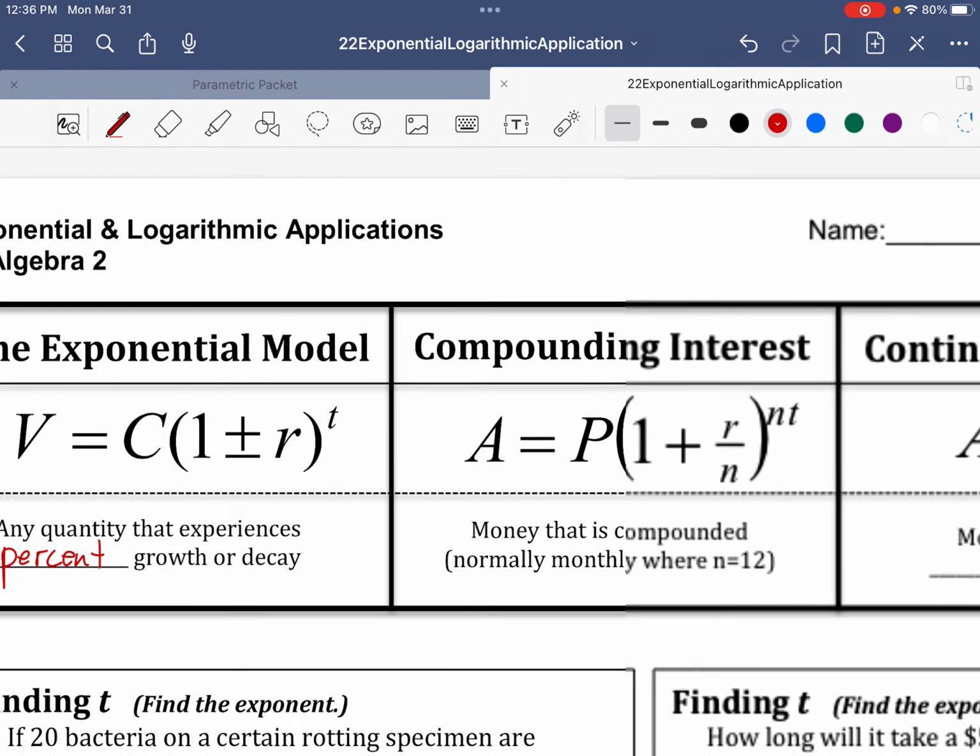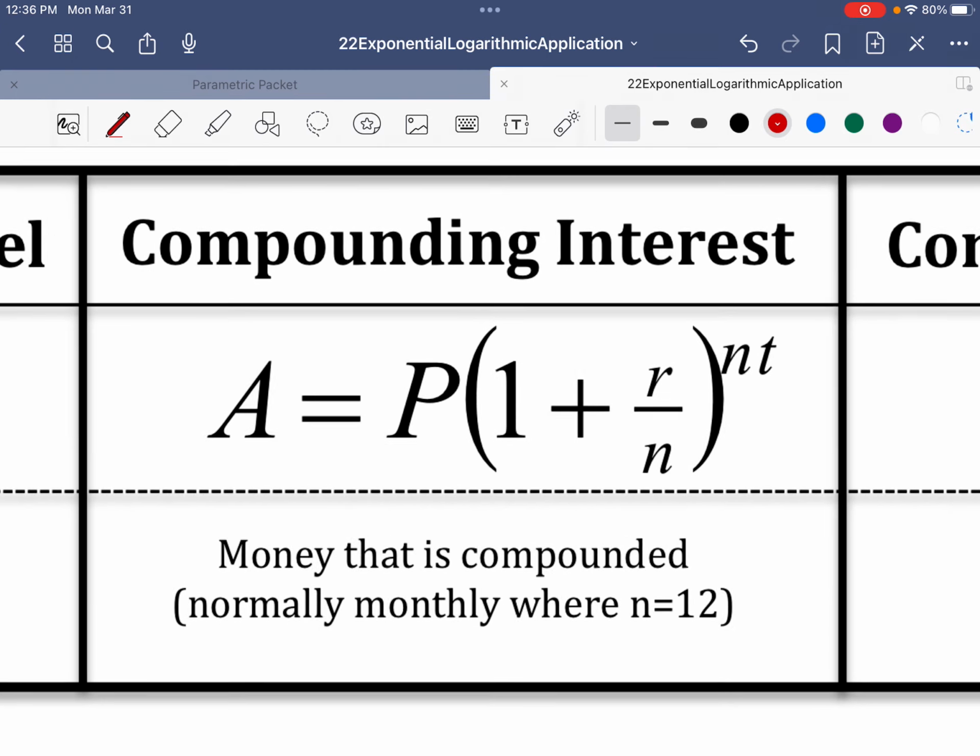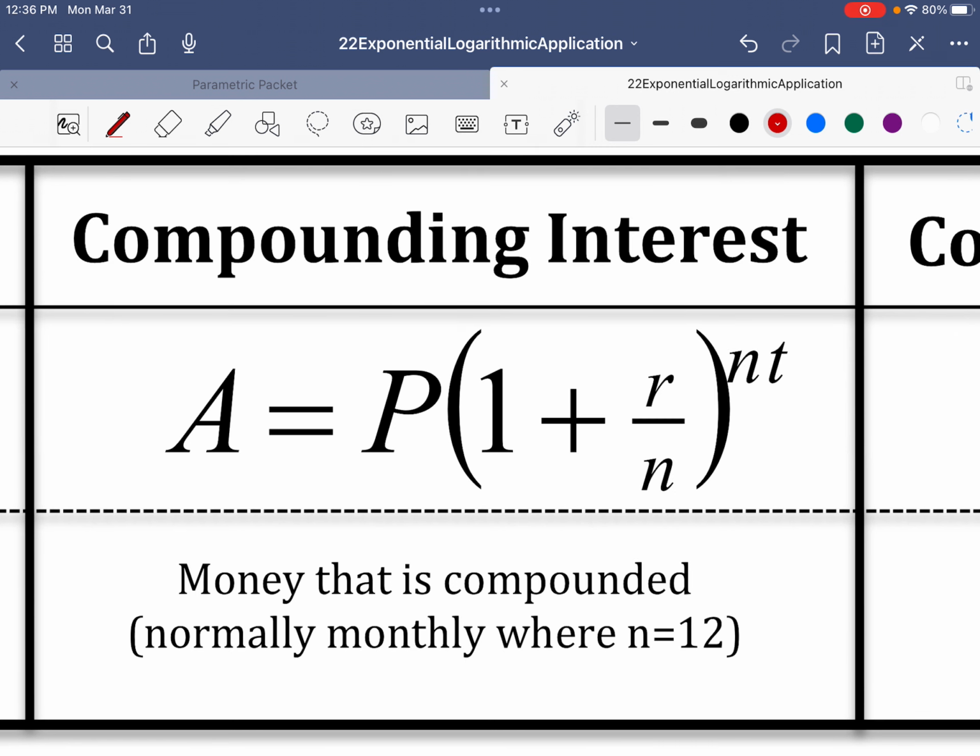How about the compounding interest? Have we seen this one yet? I don't know if we have, but it's basically a variation of the exponential model, but we end up with some extra parts, namely the letter n. If you're wondering what is the letter n, it just represents the number of compounds in a year. Typically, because we do things monthly, n is going to be 12. Don't worry, I'll show you how to work this out.